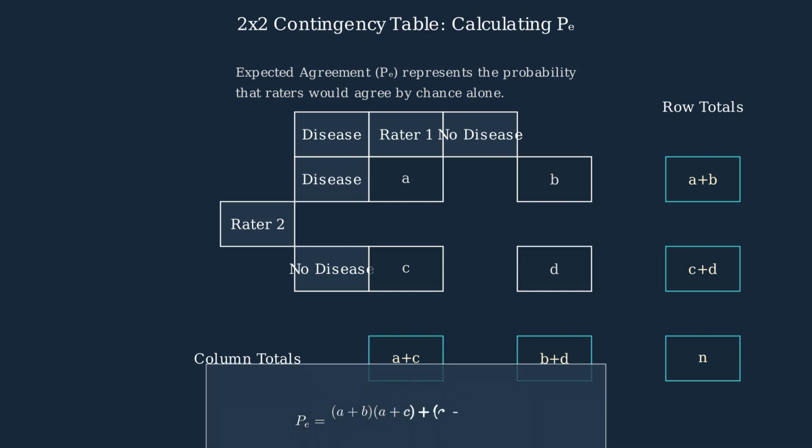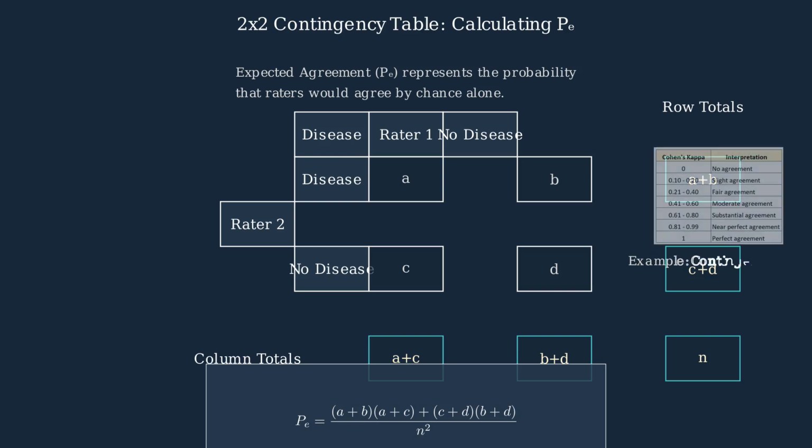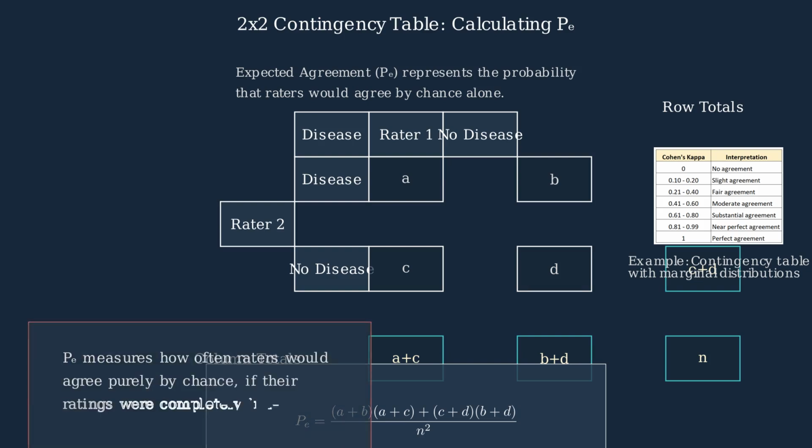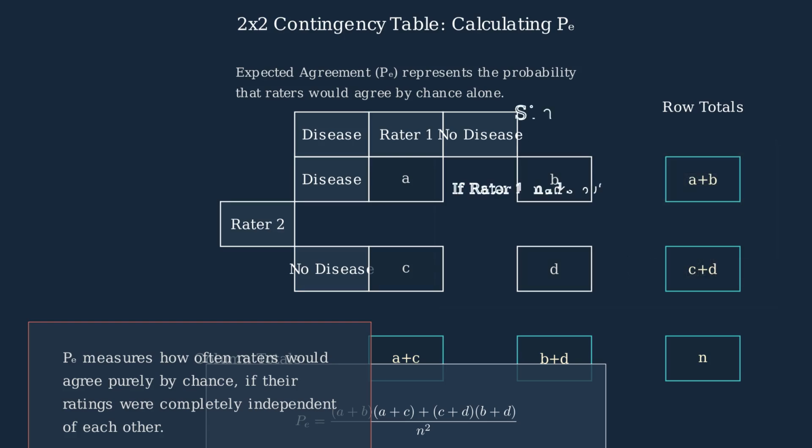The expected agreement, P_E, uses these marginal totals to calculate how often raters would agree by chance. Let's see a real-world example of a contingency table with its marginal distributions. Using our formula, the expected agreement equals the product of matching marginal totals divided by the square of the total observations. In essence, P_E represents how often raters would agree purely by chance if their ratings were completely independent of each other. Let's see a simplified example.